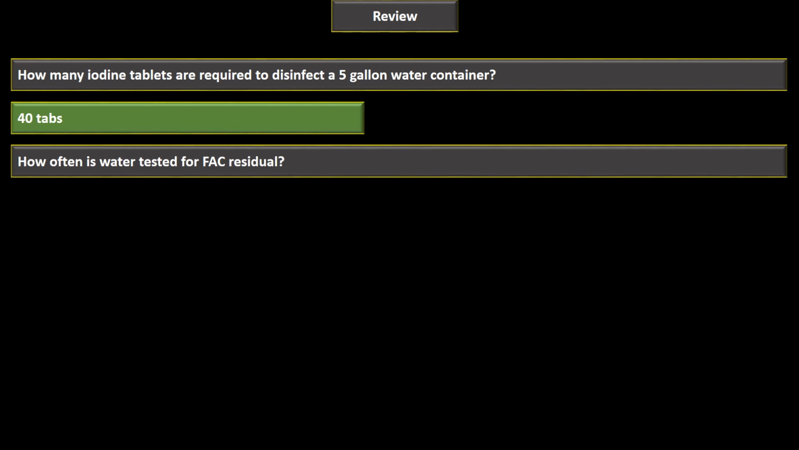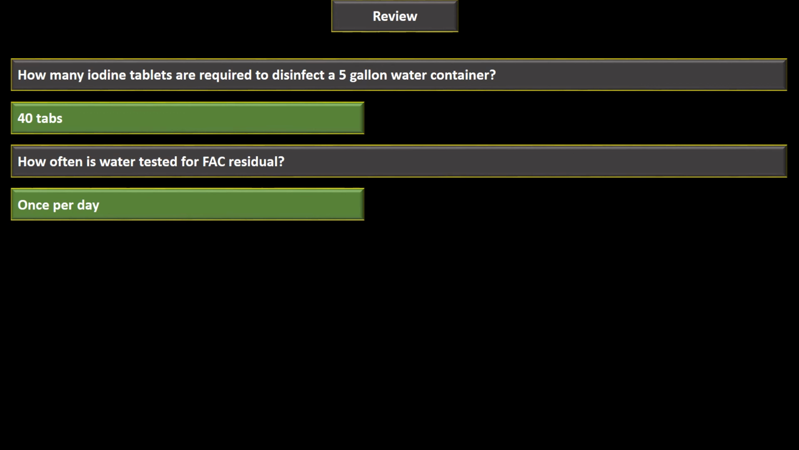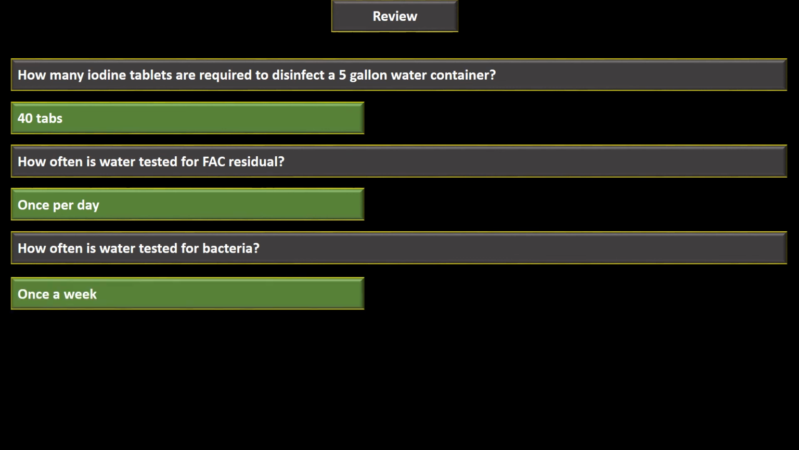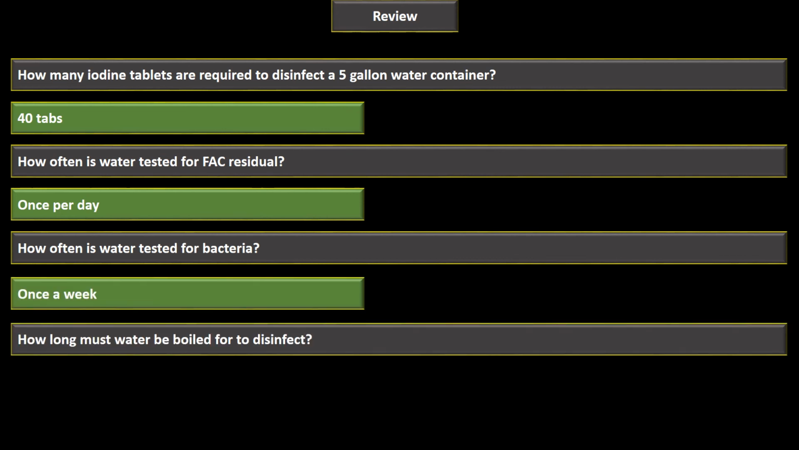How often is water tested for free available chlorine residual? Only once a day. How often is our water tested for bacteria? Once a week. How long must water be boiled to disinfect it? We've got to boil it for 2 minutes.